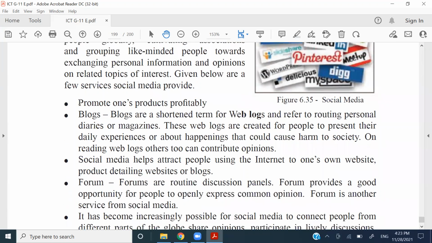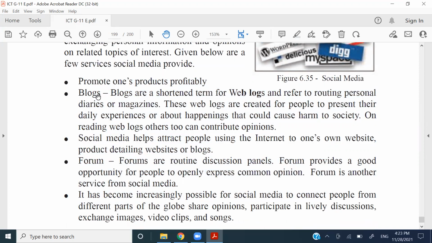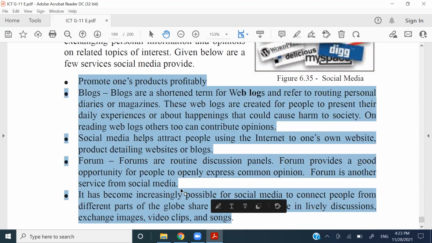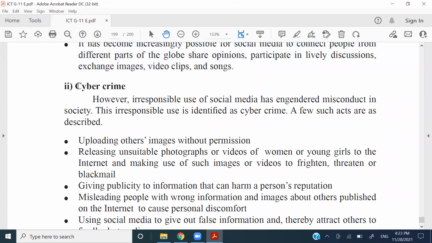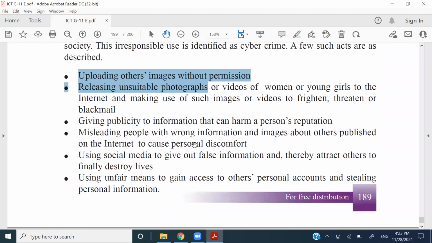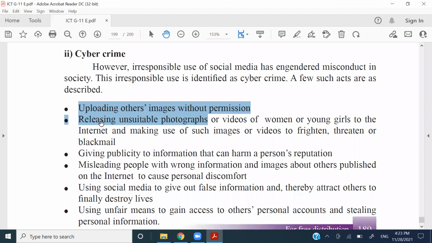So here, the list is telling us what are the benefits that we can take out of social media. And again, under that, they are talking about cyber crimes, right? So these kinds of things are the unwanted stuff that is being done using social media and the internet, like uploading others' images without permission, releasing unsuitable photographs or videos, right? Giving publicity to information that can harm a person's reputation, misleading people, right? Using social media to give out false information, right? Using unfair means to gain access to other personal accounts and stealing personal information, right?